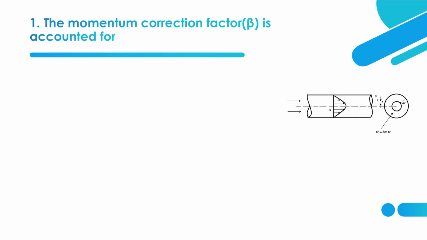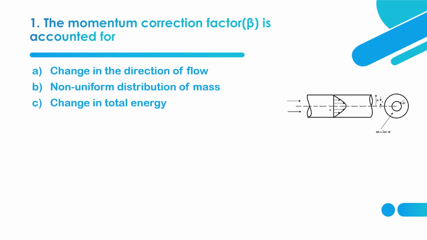The first question is, the momentum correction factor beta is accounted for. So why is the momentum correction factor employed? What is the reason? Option A, change in the direction of flow. Option B, non-uniform distribution of mass. Option C, change in total energy. Option D, change in mass rate of flow.